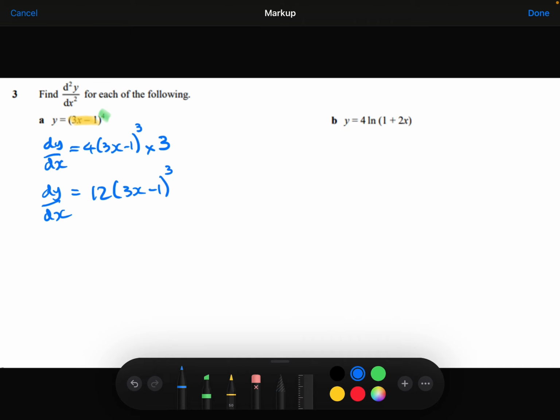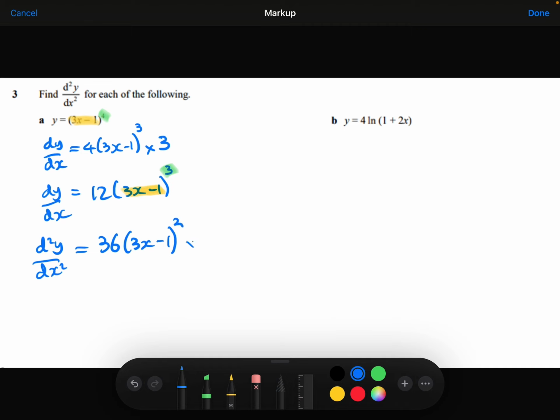Okay, so I've differentiated it once. I now need to differentiate this again for the second derivative. So again, note that I've got the 3x minus 1 that is inside the power 3 function. So we're going to times by the 3. The 12 times the 3 is 36. And then we're going to take 1 away from the power, so that's going to be a power 2 now.